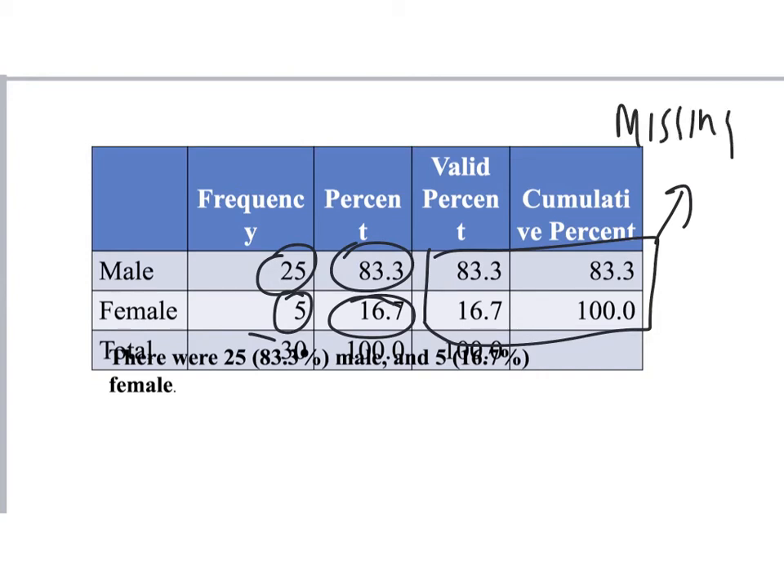So in this case, somebody didn't report they were male or female. So you'd have 30 total, but you have a line here that said missing. It says like 2 people, and it would give you percentage. Well, these cumulative percents change themselves. Okay, in this one it says there were 25.